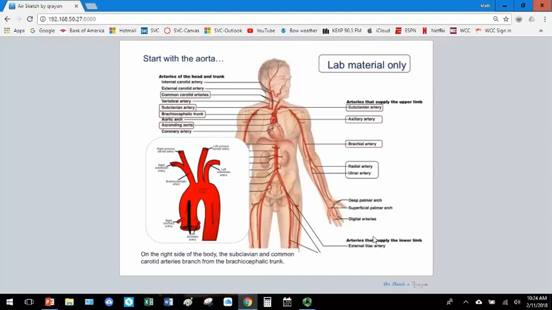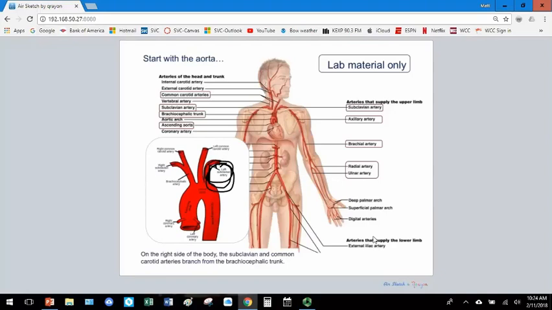here's the aorta right there. The first branches off the aorta are the right and left coronary arteries that are supplying the coronary circulation. But other than that, we have three major branches at the top. And I want to start on the right-hand side here. Actually, that's the patient's left-hand side. So I want to start on the patient's left-hand side here.